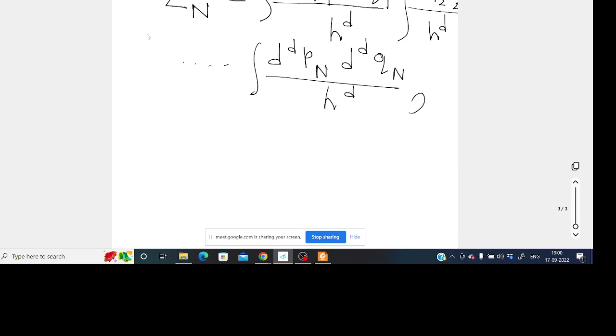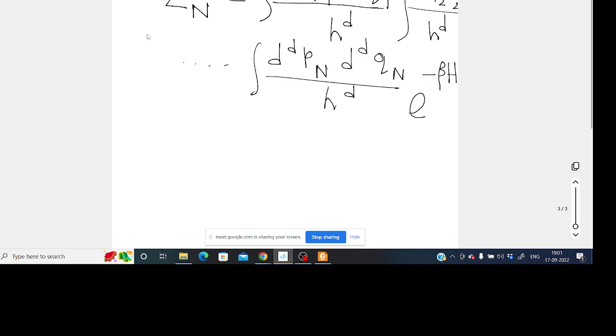So if there are n particles, then the n particle canonical partition function will be given by this, where p1 is the momentum of the first particle, q1 is the coordinate of the first particle, and p2, p3 up to pn are the momentums of the second, third, and so on up to the nth particle. Similarly for q. Okay, clear?